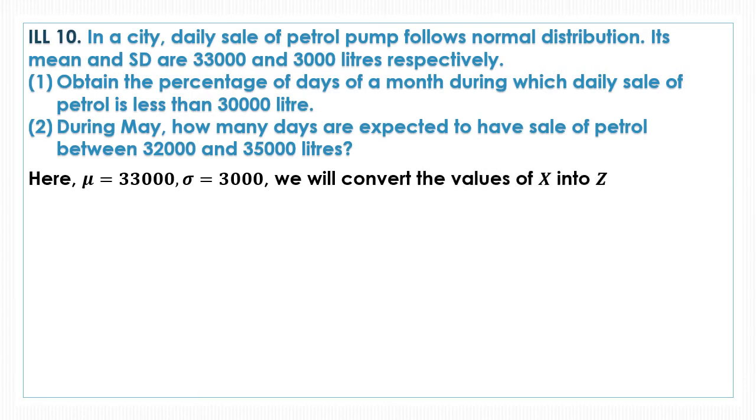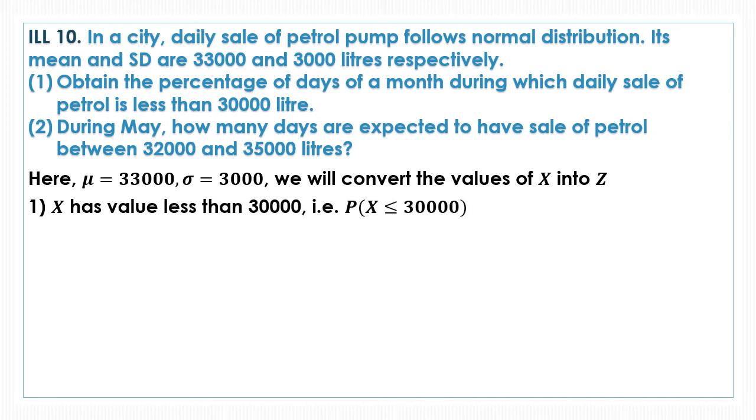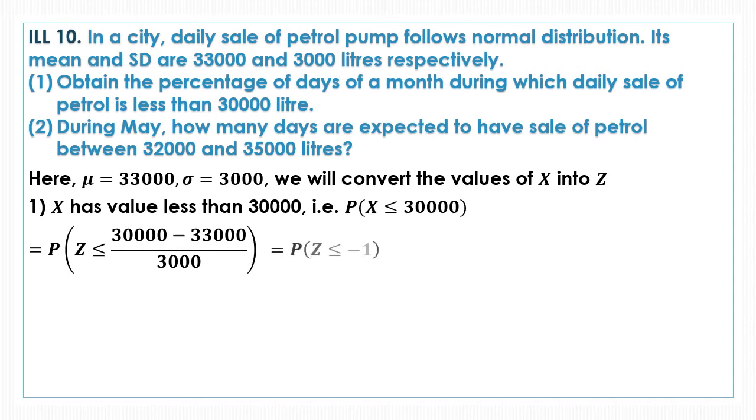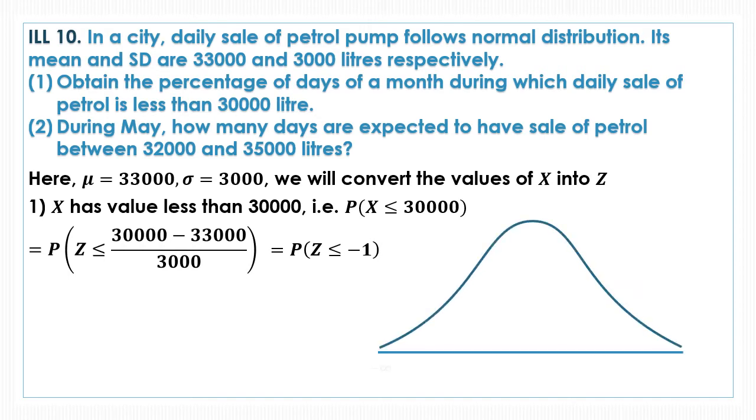We will start with the first question where we have to find the percentage of days of a month which has daily sales less than 30,000 liters. So X has a value less than 30,000, X less than or equal to 30,000. So just convert this into the Z value, which is Z less than or equal to (30,000 minus 33,000) upon 3,000. And when you solve this, you get Z less than or equal to negative 1. So put this into our curve here, and Z is less than or equal to negative 1.